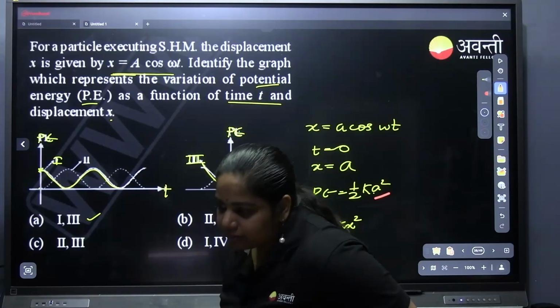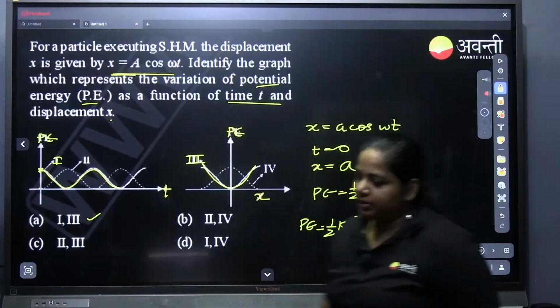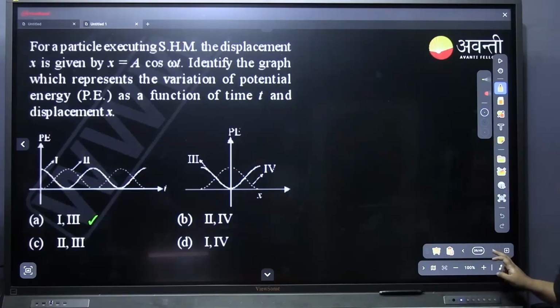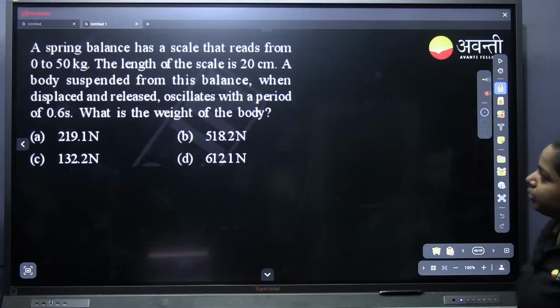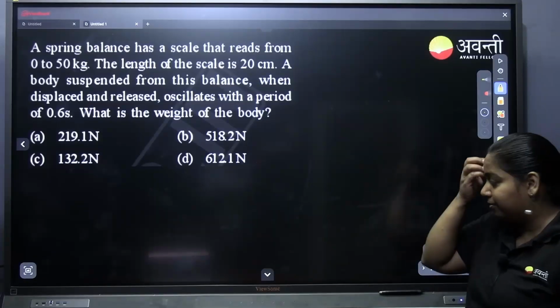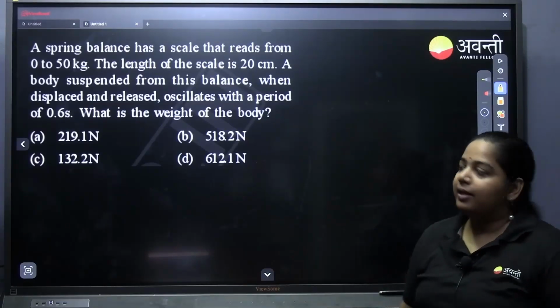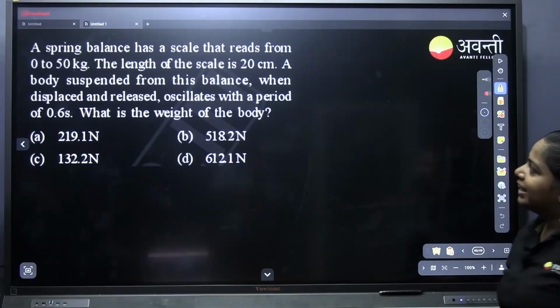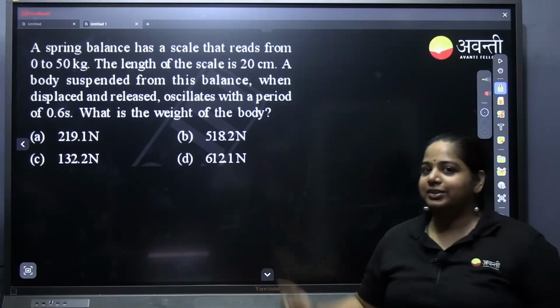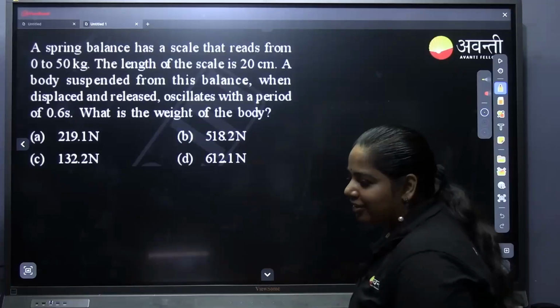Kanishka? Okay. If you want one more question, I can do this. We can. A spring balance has a scale that reads from. Okay, this is a very good question. Thanks for suggesting one more.